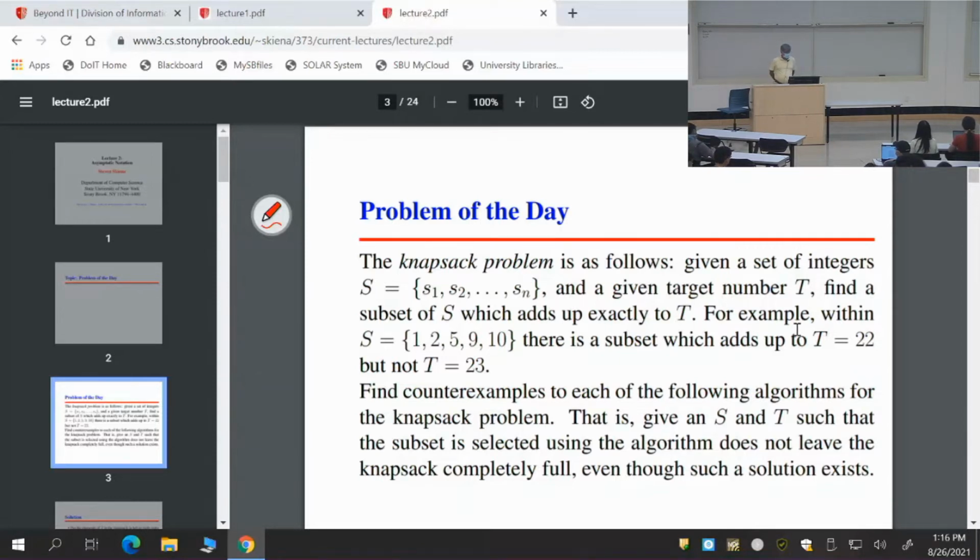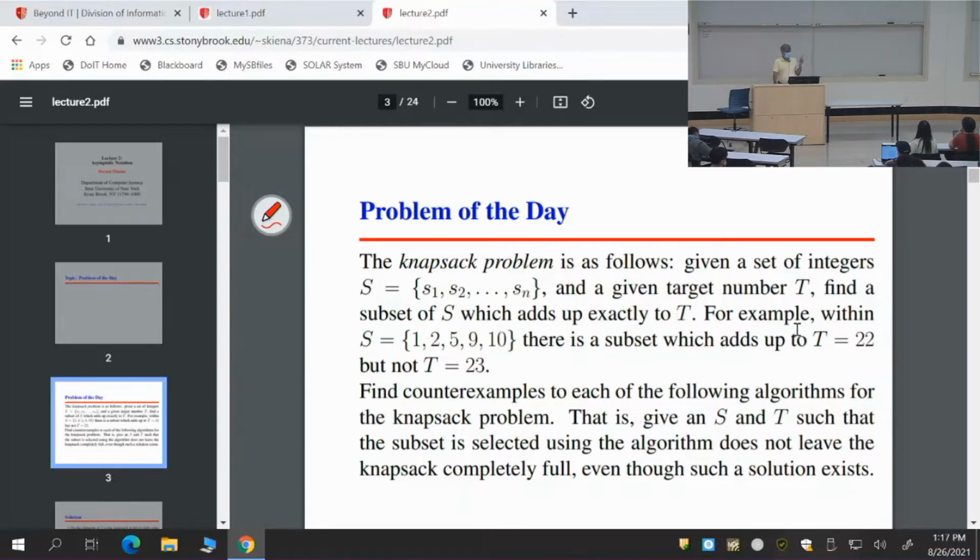The knapsack problem says that you're given a set of integers and a target. The goal is to find the subset of the integers which adds up exactly to the target. Here's an example. Those five numbers, apparently you can find a subset that adds up to 22. Which subset of that adds up to 22, if we look at the example up there? Yes, 1, 2, 9, and 10 is 22. But there's no subset that adds up exactly to 23, right?